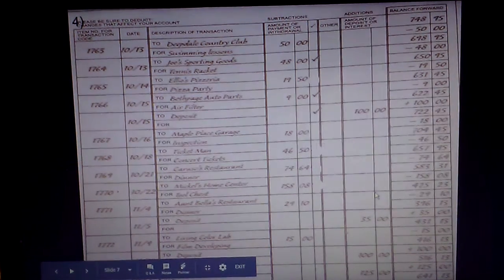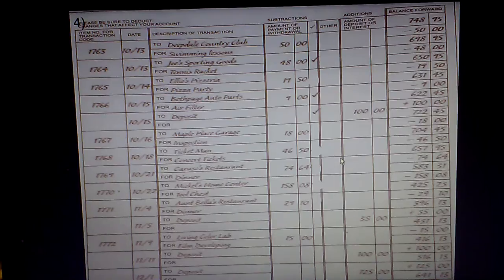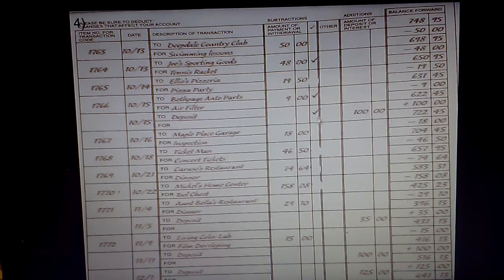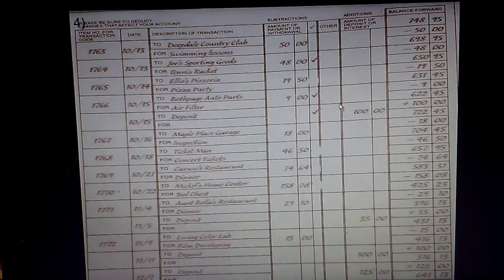Okay, we're going to go on to example 4. This one will be a little easier if you can read it off of your paper. Notice that there are some transactions here that already have check marks. That is from the last statement. So that means they definitely will not appear, but they've already been accounted for.